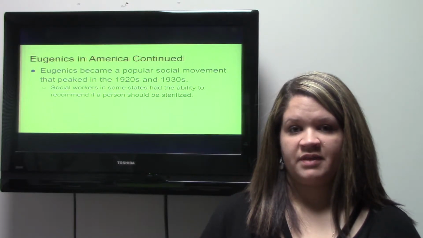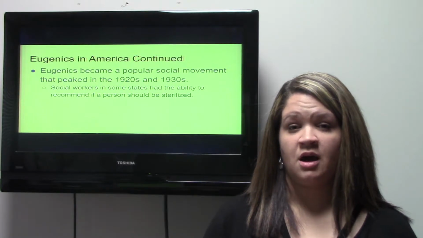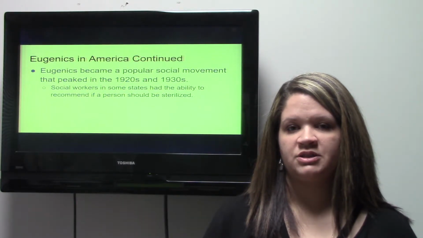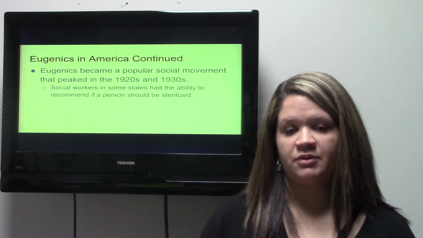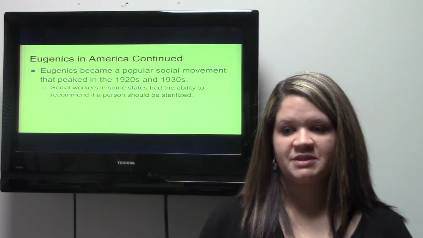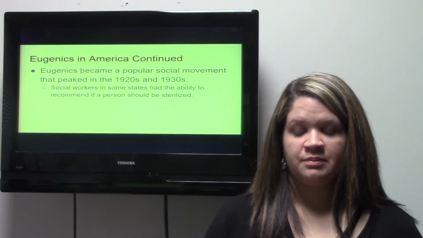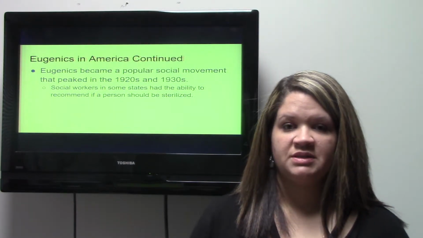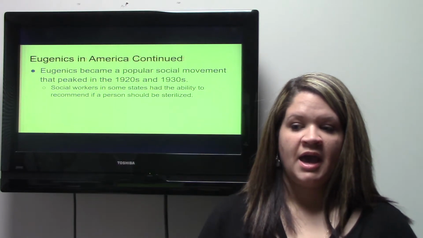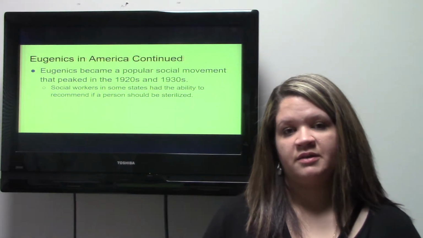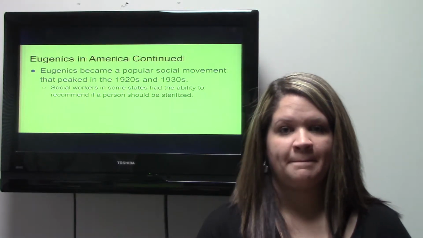Over 65,000 Americans were sterilized, often without their consent or knowledge. Over 33 states had operations of eugenics programs. Eugenics became a popular social movement that peaked in the 1920s and 1930s. In some states, social workers had the ability to recommend if a person should be sterilized, and sometimes that recommendation was approved.